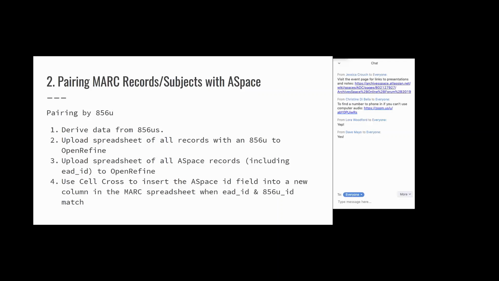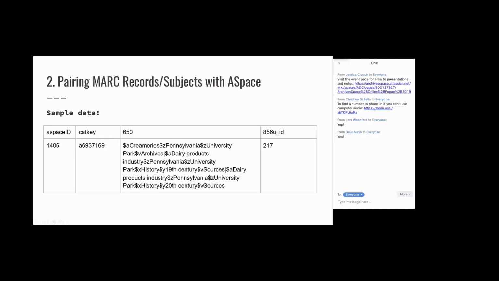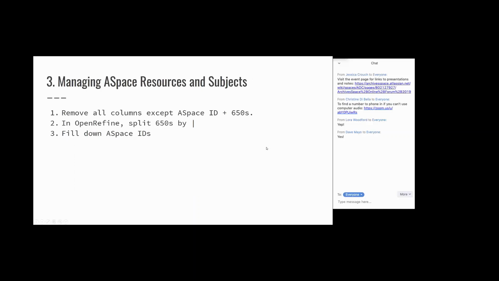So I used that to insert the ASpace ID into the column in the MARC spreadsheet. What I ended up with then was an ASpace ID, a cat key, the 650s, and the A56U. Then I had to remove all the columns except for the ASpace ID and the 650s, which is what I would need.